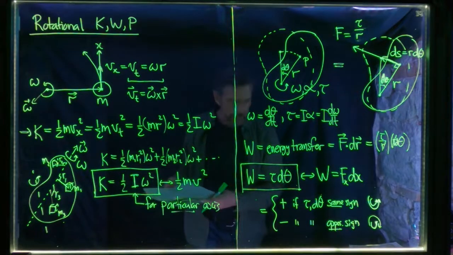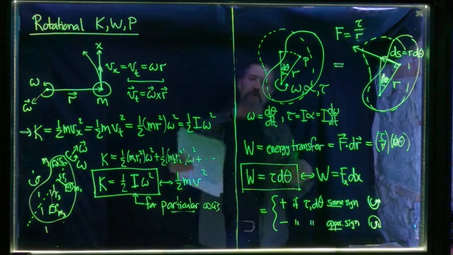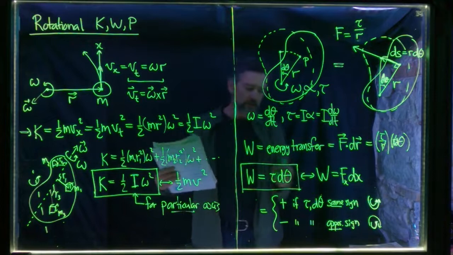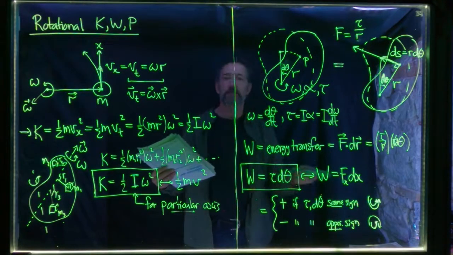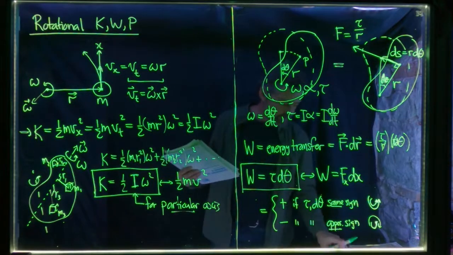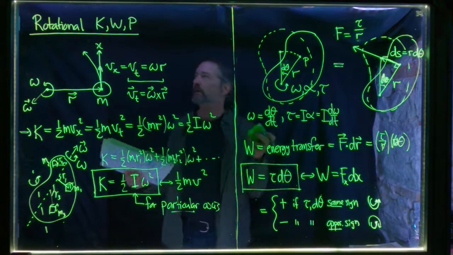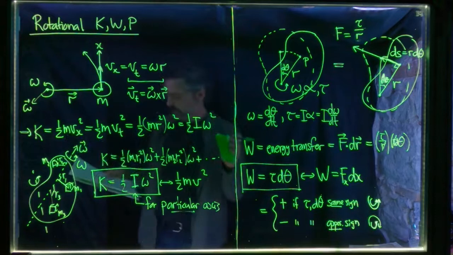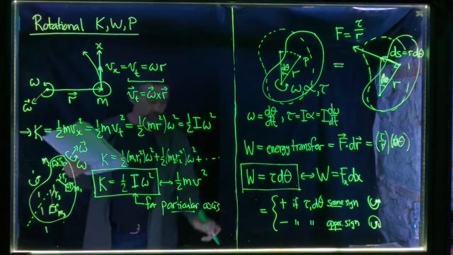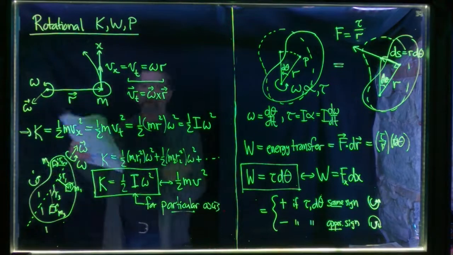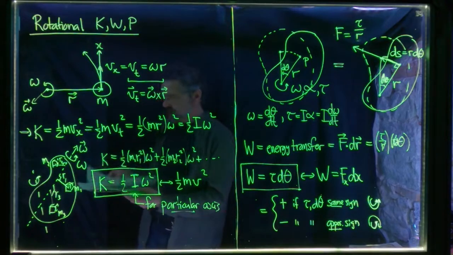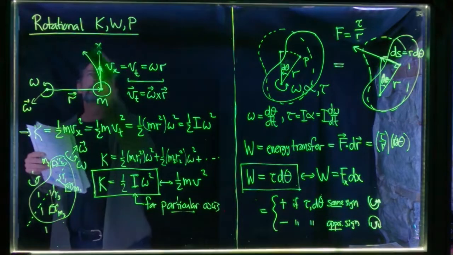Now remember that this is a completely general result that applies even if the torque is not constant, as long as the displacement is infinitesimal. This is the amount of energy transferred by an infinitesimal torque acting over an infinitesimal displacement. If we want to figure out the work done or the energy transferred through a finite displacement, then we can do that as well. Let me get rid of this here.